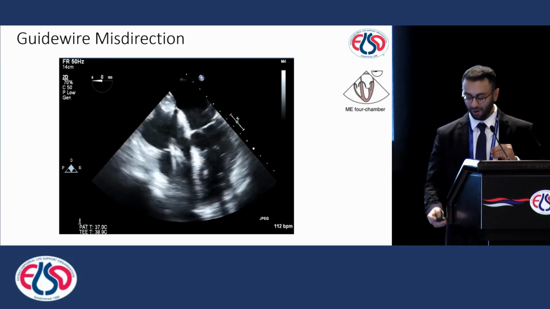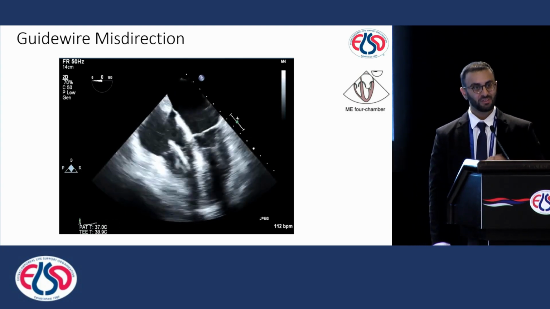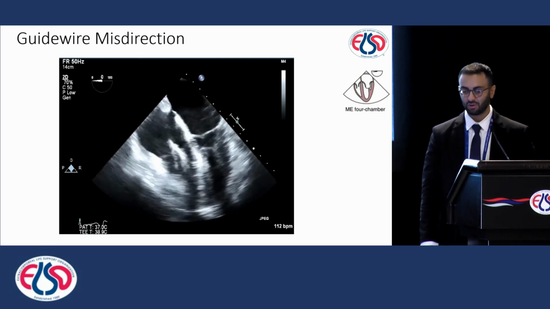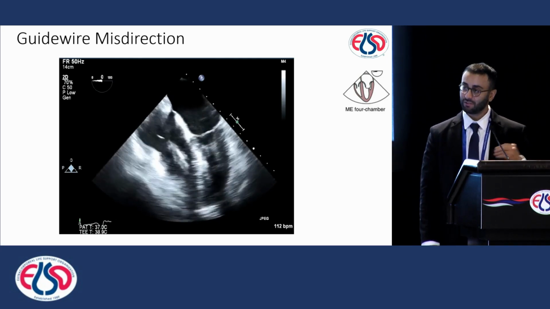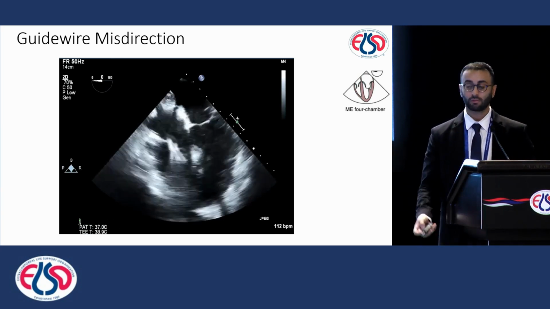Stressing the importance of guide wire direction. We have an example here where the guide wire decided to make a turn through the tricuspid valve into the right ventricle, and if the guide wire was left there, that's where the cannula would go, and it would potentially injure the tricuspid valve and even the right ventricle.